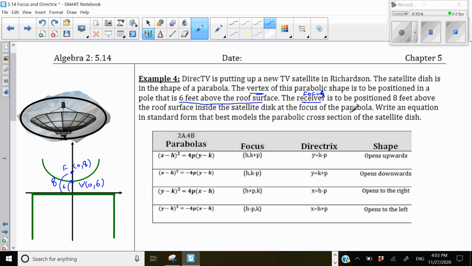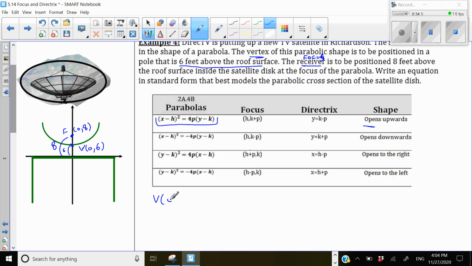Okay. Now we need to write an equation in standard form that best models the parabolic cross-section of this satellite dish. First of all, I know that the parabola is looking upward, so this is going to be my equation. I need to find the vertex first, which is already here. That's my vertex. I'm going to write that here. Vertex is 0 and 6. And that's my h and k. Then I need to find the p-value. What is the p-value? p is the distance between the focus and the vertex. So this is the p-value. What is the distance between them? It's 8 minus 6, which is 2.